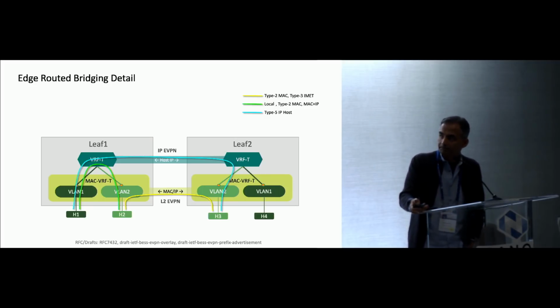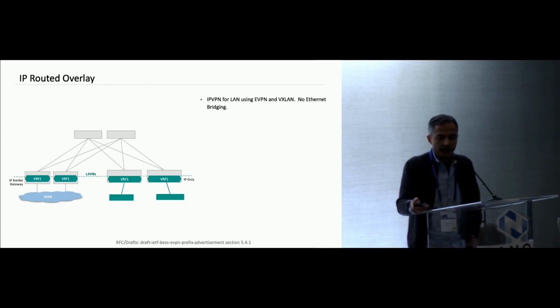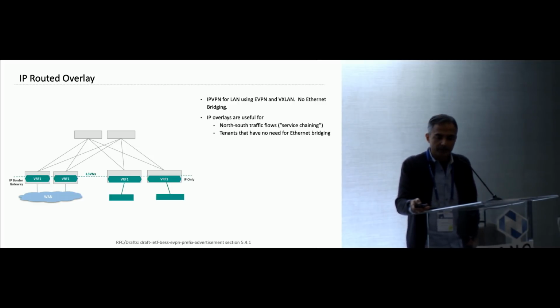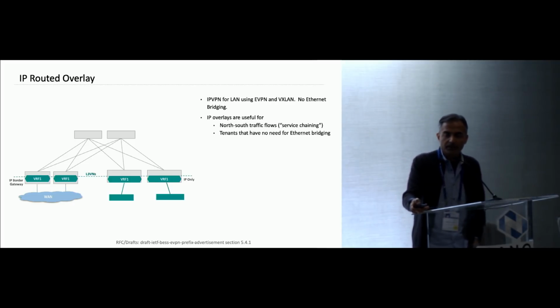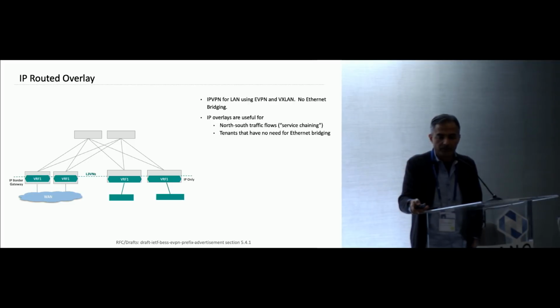Okay. All right, and the final overlay service type is the IP routed model. The IP routed model is just basically, for those of you who know MPLS IP VPNs, the same thing, but it's using EVPN type 5 and VXLAN. So the IP overlays are useful for north-south traffic flows, for service chaining, and as well as for tenants that have no need for Ethernet bridging.